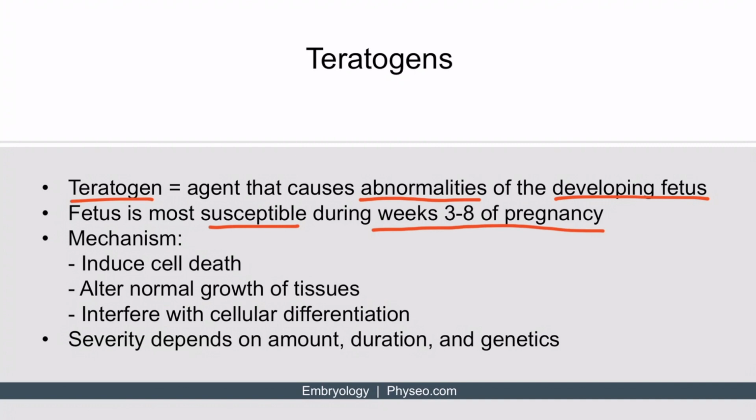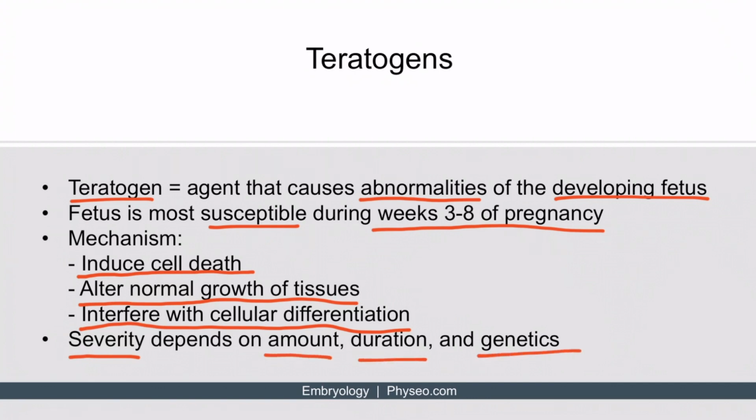And there are three basic mechanisms by which teratogens can cause abnormalities. They can induce cell death, they can alter the normal growth of tissues, or they can interfere with cellular differentiation. And the severity of the abnormality really depends on the amount, duration, and some genetic factors.